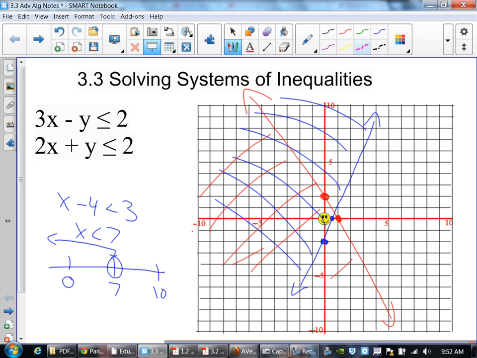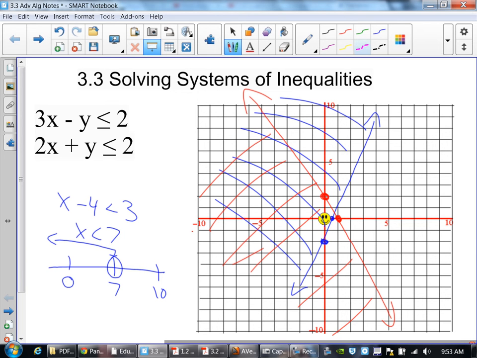Wait, so I got a question now. What if it does, like, touch the origin? Great question. Abby just asked, what happens if your graph goes through the origin? You just pick any point that's not on the line, like 2, 6. It really doesn't matter. It can be on either side of the line. I just like to always use the origin if I can, because I can do math with 0 pretty easily.